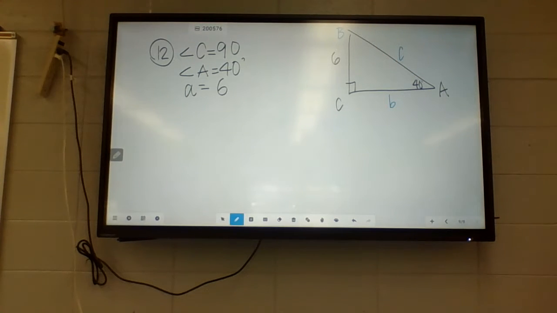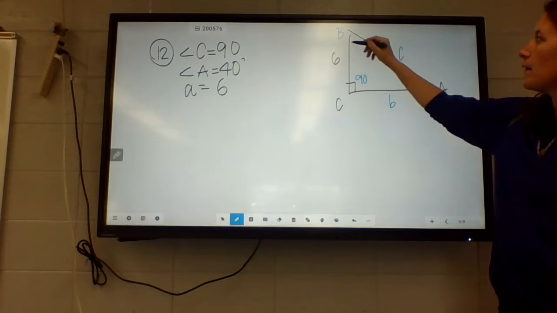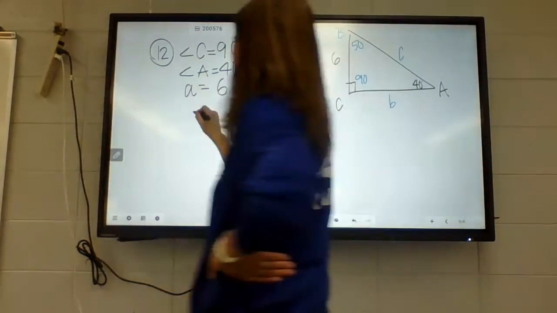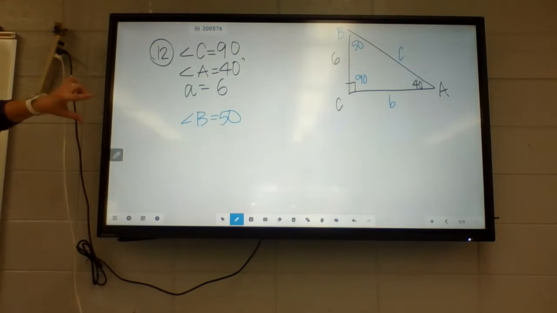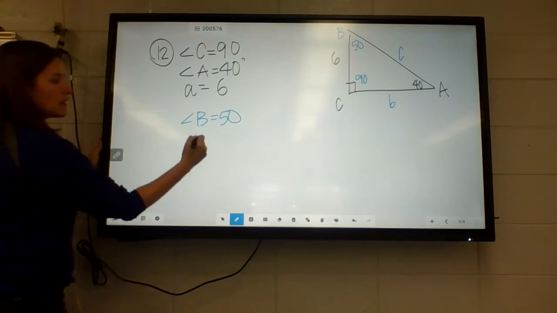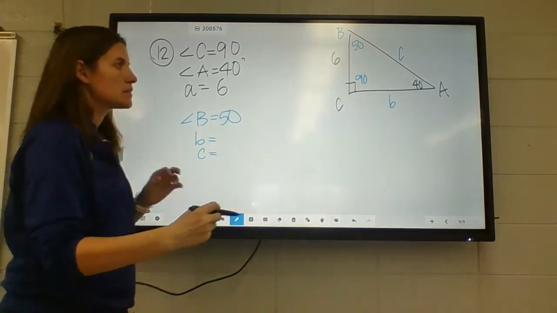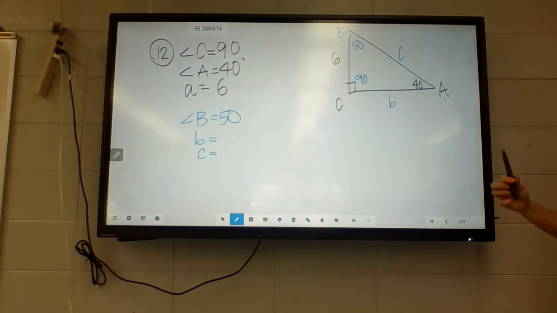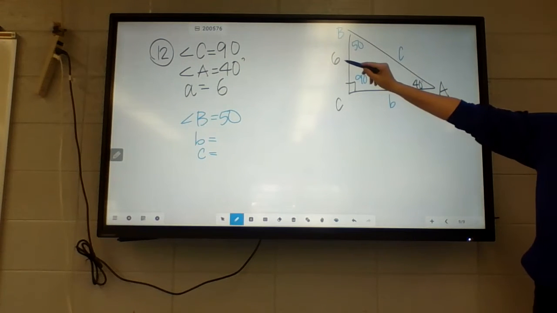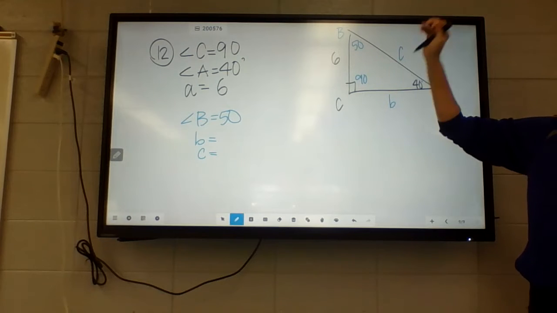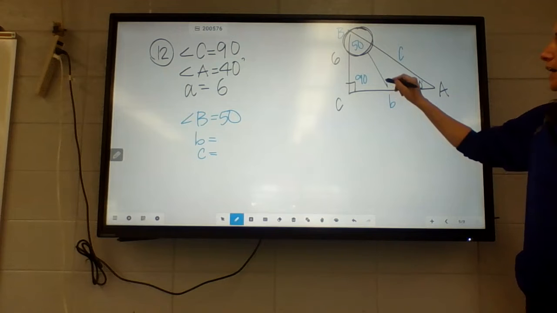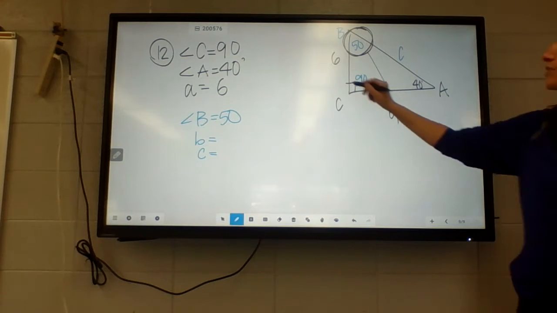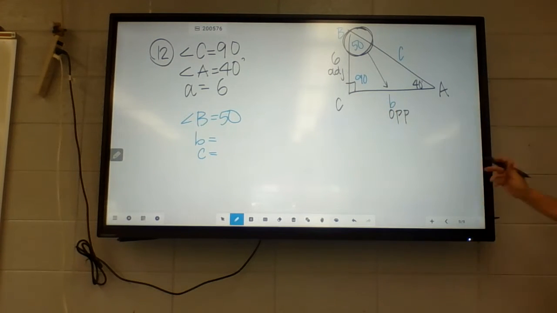Now the angle should be easy because I know they add to 180, so that would make this 50. And then I need to find little b and little c. This time I might show you how I'm going to change my perspective, because if I call this my opposite side, it's going to be on the top of my fraction. So instead, I'm going to use this one as my opposite side and this one as my adjacent. That's a way to flip it so that my known side is on the bottom of the fraction.